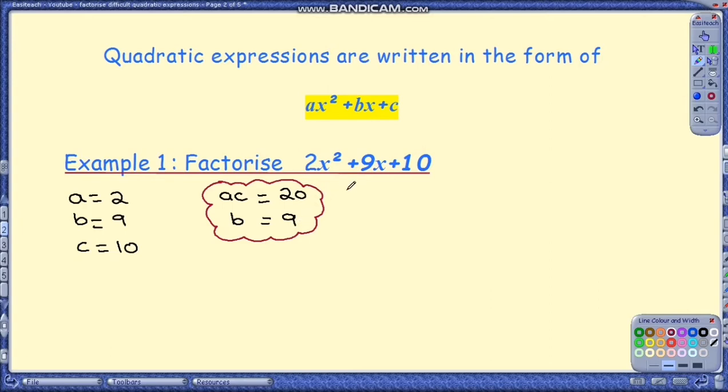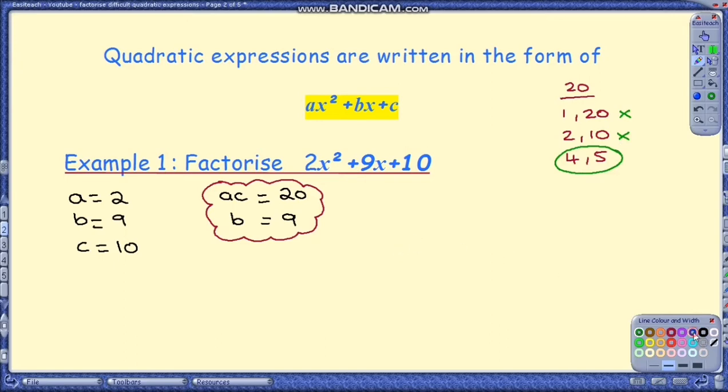So factors of 20, if we write them in pairs, so let's write it here. You've got 1 and 20 because 1 times 20 is 20. You've got 2 and 10. You've got 4 and 5. And these are the only factors of 20. Now, all of these multiply to give you 20, but we need the pair of factors that will also give you the 9 over here. So 1 and 20 is 21, so that's not it. 2 and 10 will give you 12, not it. 4 and 5 will add up to give you the 9. So this is what we are going to use.